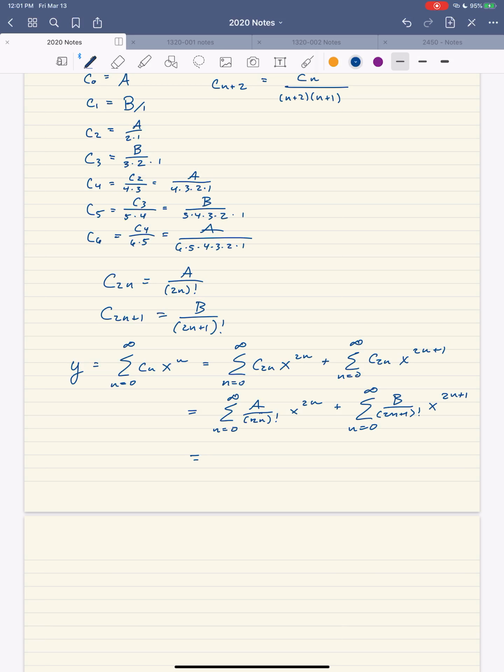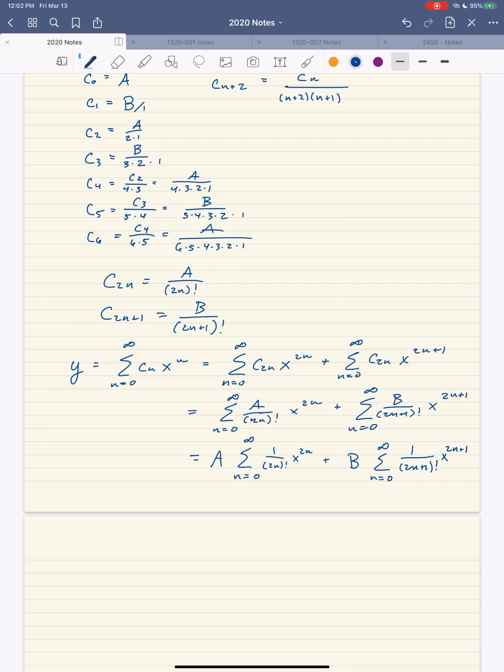And it turns out that these are power series that we've talked about before. So to recognize them, I'm going to bring the a out of the first sum. So this is going to be a times the sum from 0 to infinity of 1 over 2n factorial x to the 2n plus b times this other sum, the sum from 0 to infinity, 1 over 2n plus 1 factorial, x to the 2n plus 1.